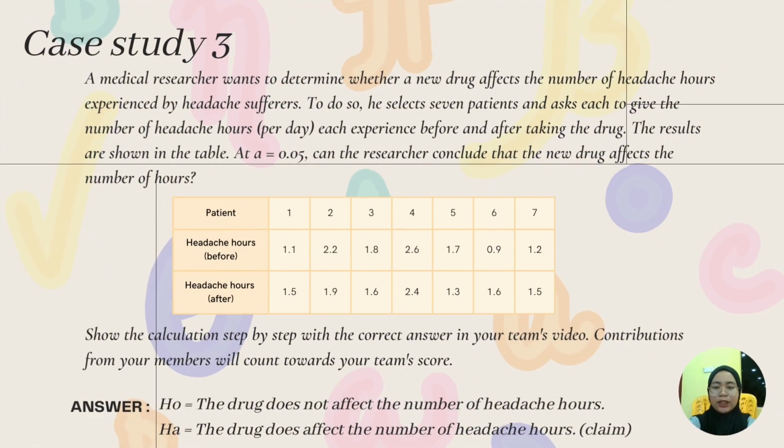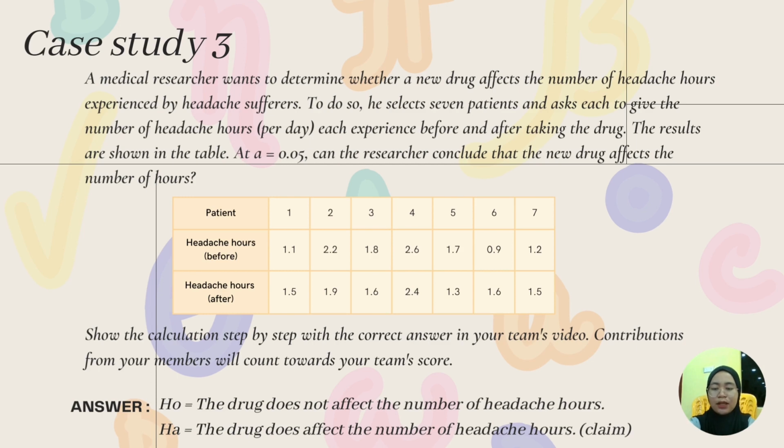Case study 3. A medical researcher wants to determine whether a new drug affects the number of headache hours experienced by headache sufferers. To do so, he selects 7 patients and asks each to give the number of headache hours per day each experienced before and after taking the drug. The results are shown in the table. At alpha equals 0.05, can the researcher conclude that the new drug affects the number of hours? Show the calculation step by step with the correct answer in your team's video. Contributions from your members will count towards your team score.